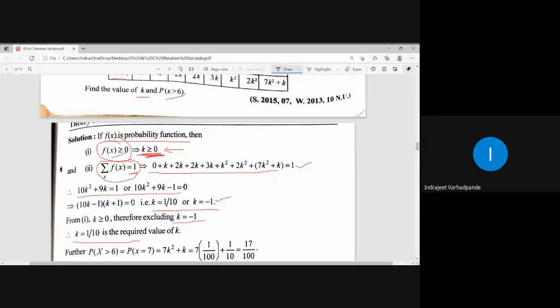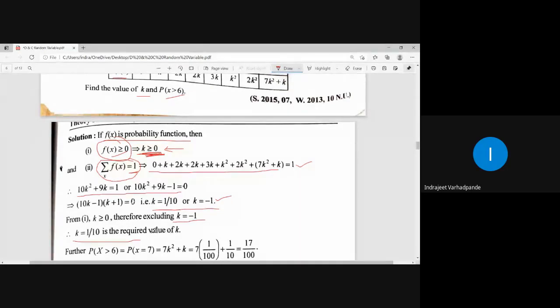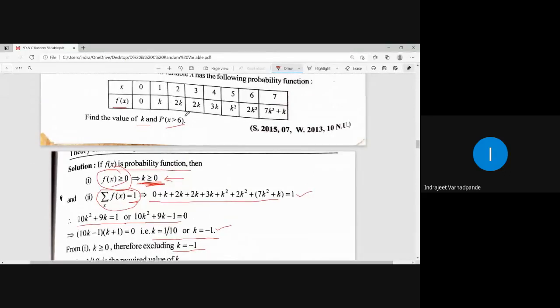Yeah. So after this, I will be calculating the probability for x greater than 6. So what is x greater than 6? X existing greater than 6 is only 7. So what is the value for that? The value for that is 7k square plus k. Is it clear? Did you understand the meaning of this?